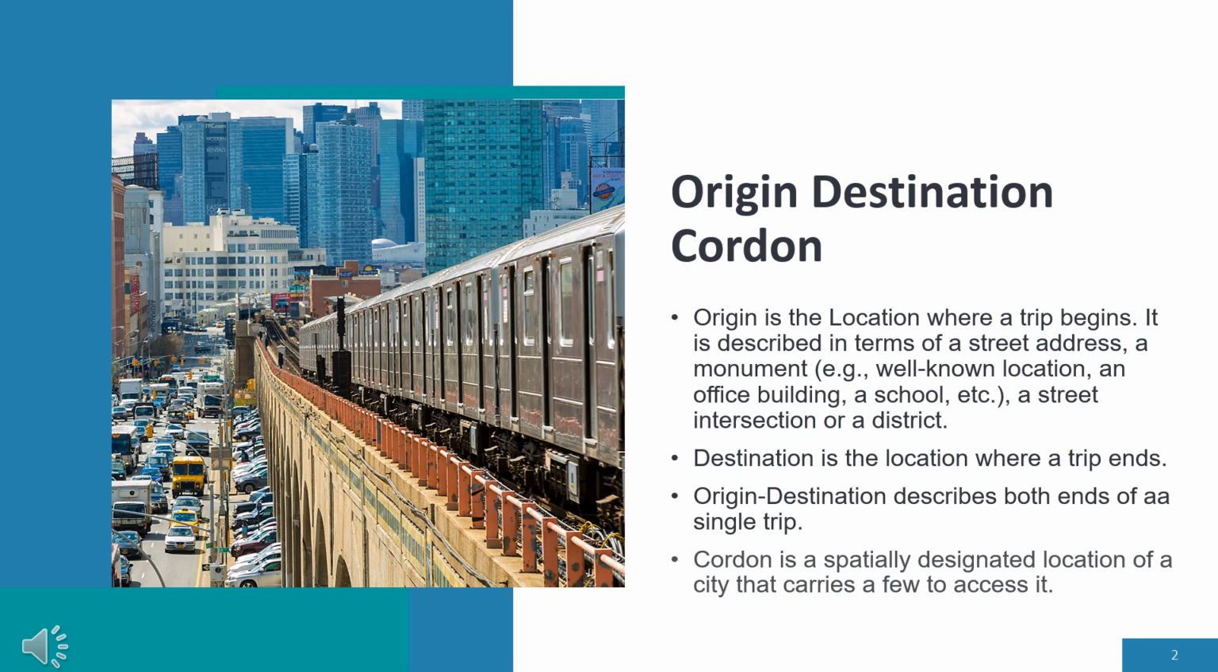Origin destination cordon. From the root word, origin is the location where a trip begins. For example, when you go on a trip, your origin location is your house. What I mean is, where did you go first in your trip? That's the origin.